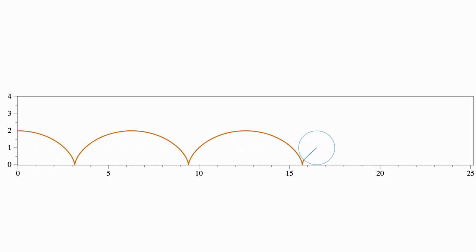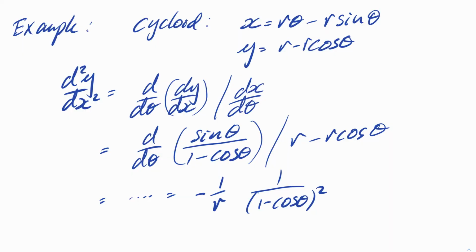Let's have a go with the cycloid again. The second derivative d2y by dx squared equals a lot of stuff, and that simplifies too. Note that this is always negative, which means that the curve is always concave down. We'll come back to this and what higher derivatives mean later on.